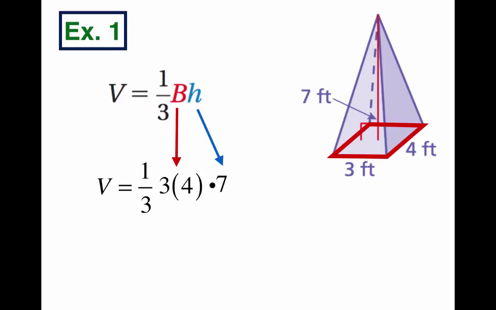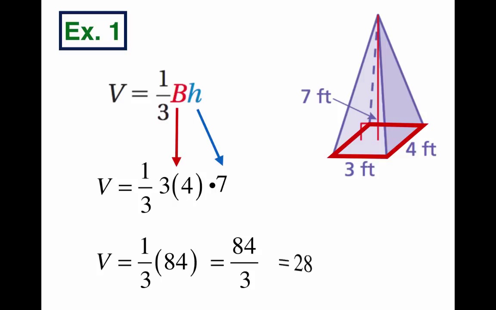Now I'm going to go in steps. 3 times 4 is 12, and 12 times 7 is 84. So we have to find 1/3 times 84. That means what's 84 divided by 3? So either do it in your head or do it with a calculator. 84 divided by 3 is 28. So the volume of this thing is 28, and we say feet to the 3rd power, cubic feet. And that's our answer. Okay, let's try another one.